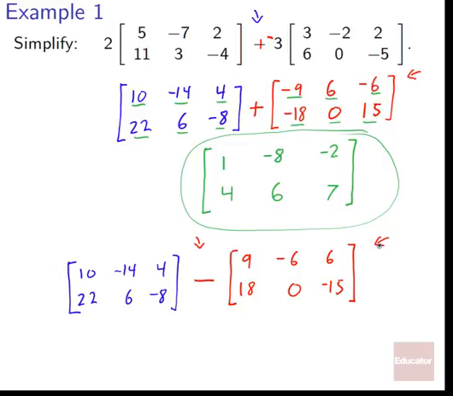So at this point, we can subtract, and we'd wind up having 10 minus 9, which comes out to be 1. Negative 14 minus negative 6, well, minus negative 6 becomes plus 6, negative 14 plus 6 is negative 8, 4 minus 6, negative 2, 22 minus 18, 4, 6 minus 0, 6, negative 8 minus negative 15 becomes plus 15, negative 8 plus 15 becomes positive 7. So we wind up getting the exact same thing, right? Whichever way we do it winds up coming out to be the same thing, which is what we'd hope. I would, for the most part, recommend doing the method that I did here, where you make it positive, you make it addition, and you put the negative on the scalar.